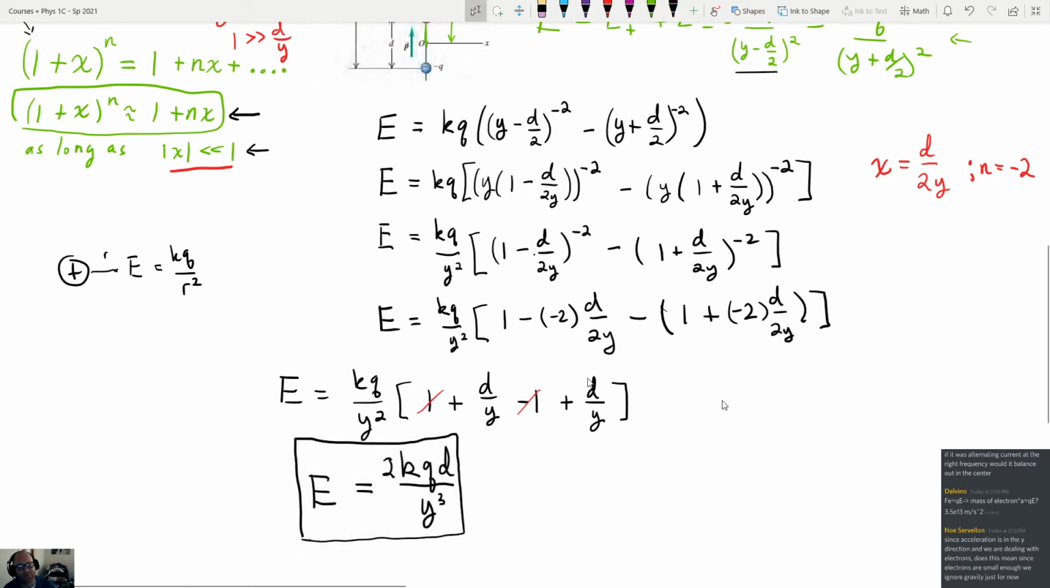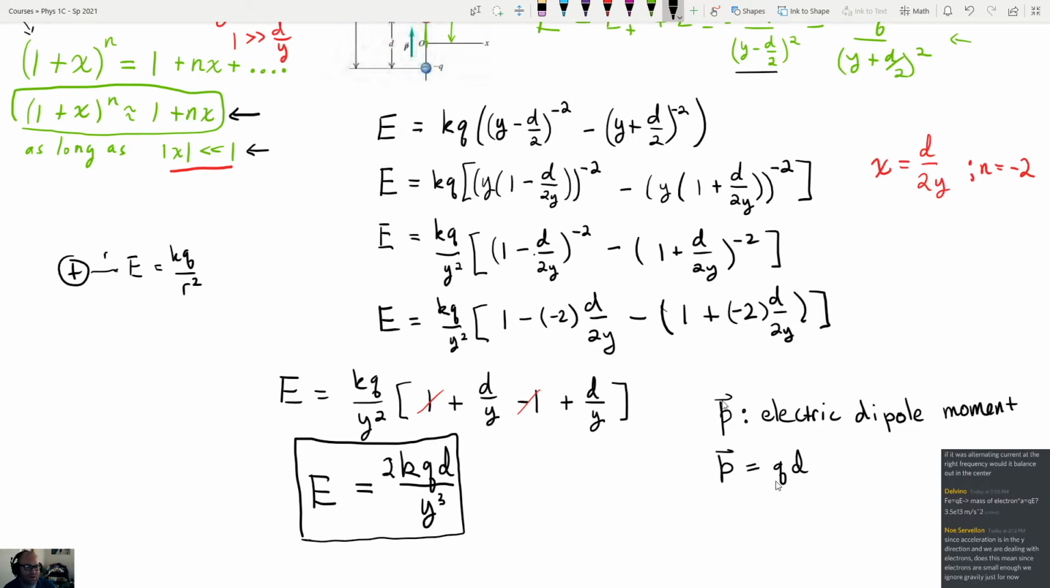Now, something that we can do here is we can write this in a different way. So we can define a vector that's called P. And this is called the electric dipole moment. So hopefully that doesn't, it's just electric dipole, and you add the word moment on the end. And the way that this is defined, P is equal to Q times D. And I don't know the right way to write this vector. I mean, do you put a vector here or something like that?